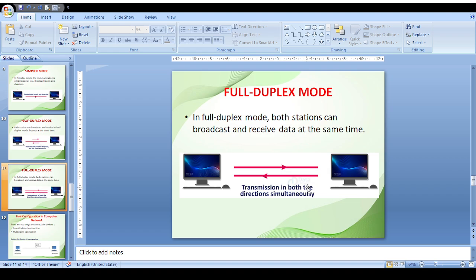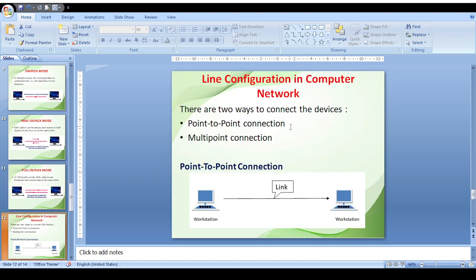Let's move on to the next topic, line configuration. A network is nothing but a connection made through connection links. To connect the devices, we need a link, a cable or a signal. So we need a connection between the two devices to transfer the data.